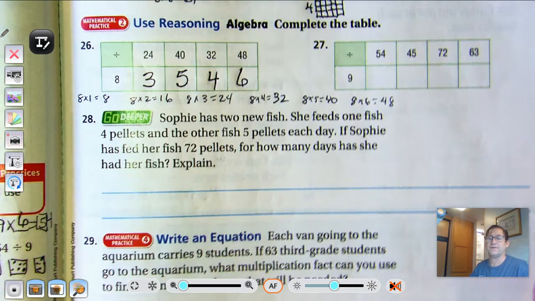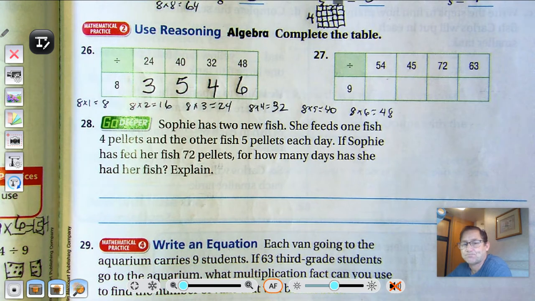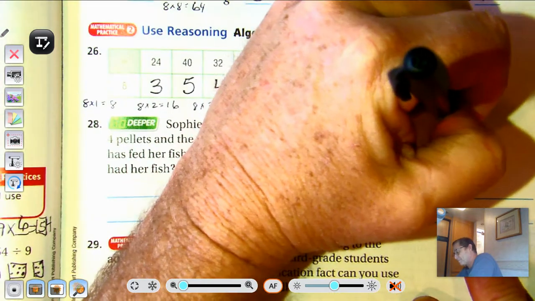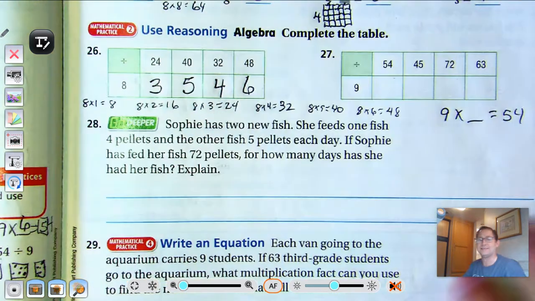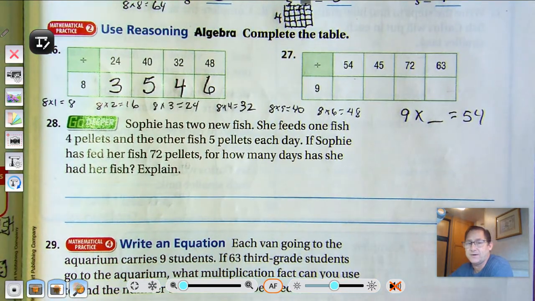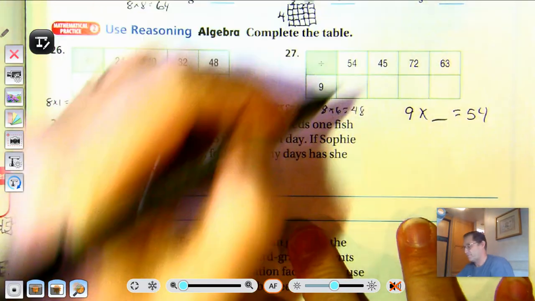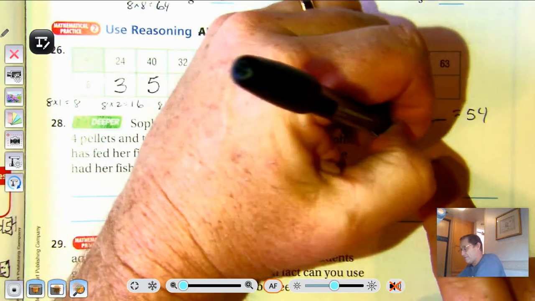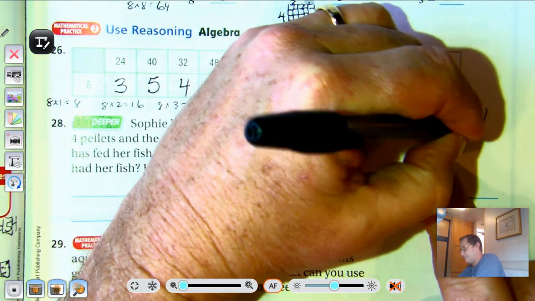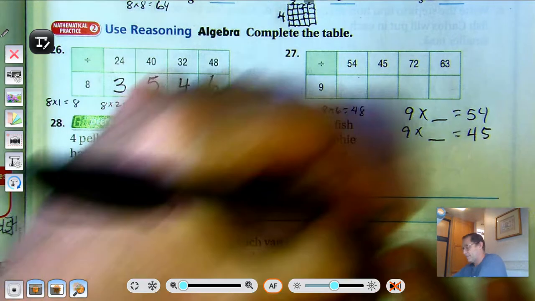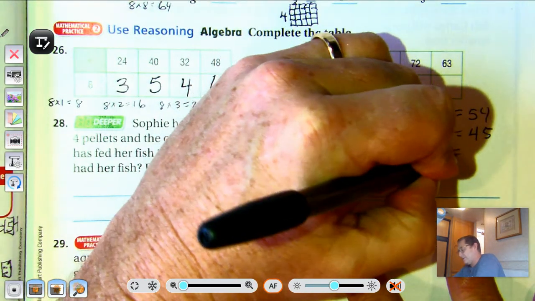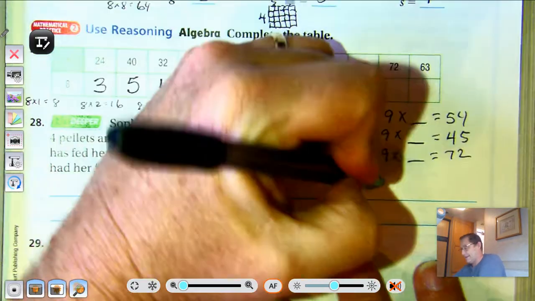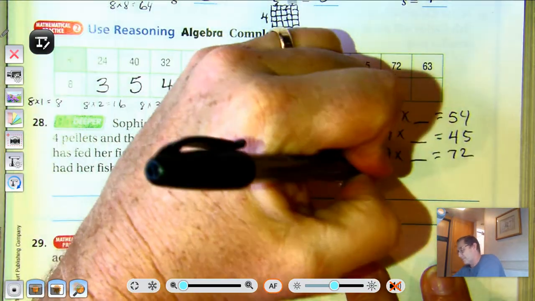All right, 27. 54 divided by what is 9? I'm going to write these out. And we're going to practice recognizing the pattern for dividing by 9. So 54 divided by 9 is the same as saying 9 times what is 54. 45 divided by 9 is the same as saying 9 times what is 45. 72 divided by 9 is the same as 9 times what is 72. And 63 divided by 9 is 9 times what equals 63.